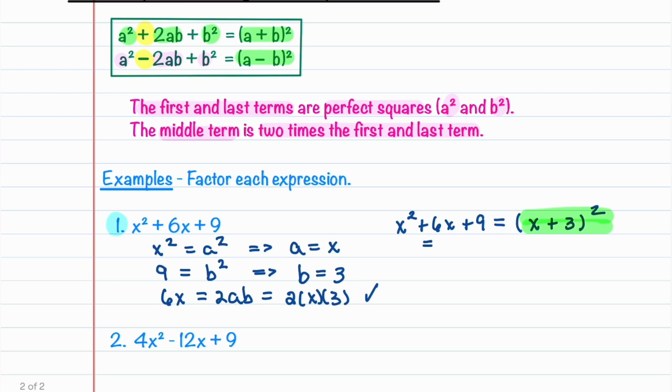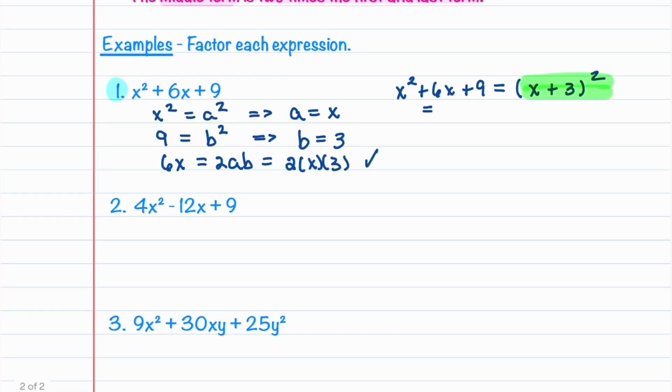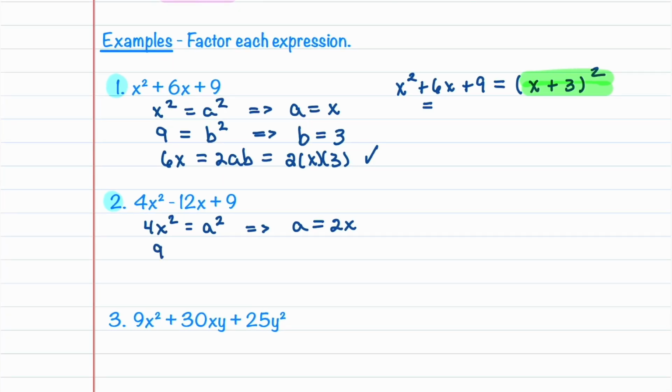Now let's do another one. Let's look at our second example. We're going to do it just like we did the first example. Our first term is 4x squared. We're going to set that equal to a squared. And then we'll take the square root of both sides. So we have a is equal to 2x. And then we're going to take our last term, which is 9, is equal to b squared. That's just like we had in our first example. And that tells us that b is equal to 3.